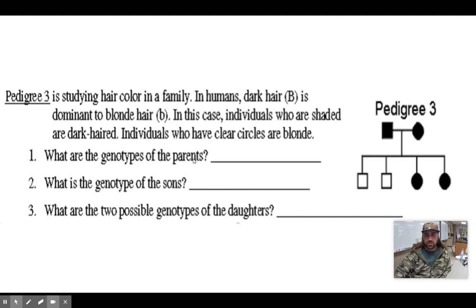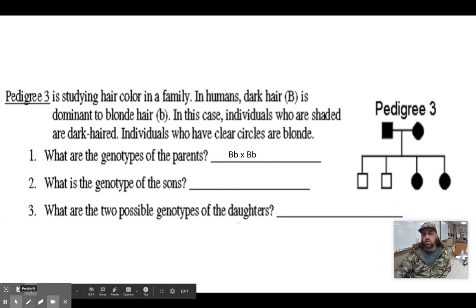So what are the genotypes of the parents? This is very, very similar to the last example. We have to make sure that we are getting at least two blonde children. Okay. So to get blonde, we have to have two lowercase b's. So to do this, once again, we have to have heterozygous parents, because then those two b's would come into play, which will look very, very similar to our last Punnett square.